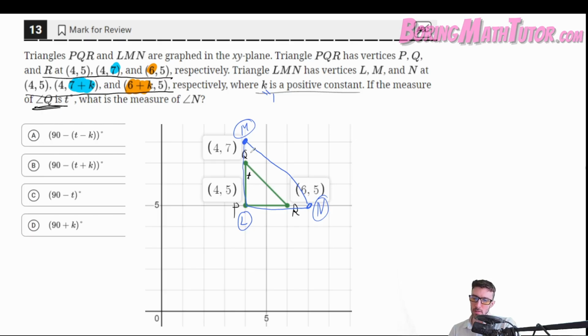And that would mean that this one is also T up here. But that means that angle N, which is the one that they're asking about, would be 90 minus T. That's all you got to do. So it was a little bit difficult to keep track of this, but just with a simple sketch and by plugging in a number for K, we were able to get it done.